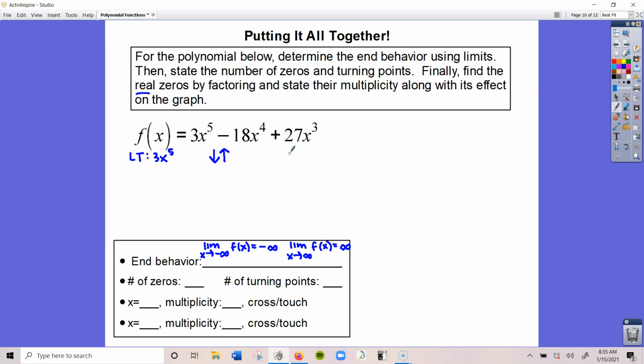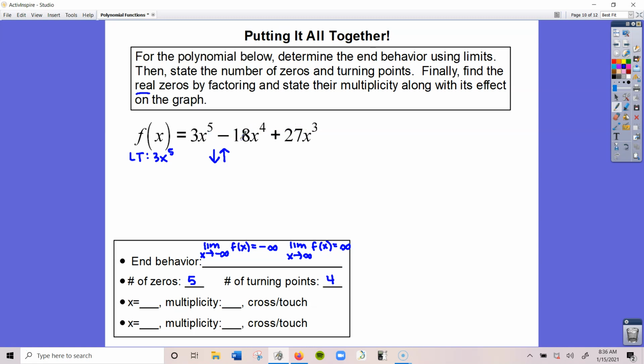Now, based on the equation, we should have 5 zeros and at most 4 turning points. Now, let's determine those zeros. So when I scan this equation here, I notice that every single number can be divided by 3, and I can factor out an x to the third as well. So if you're having trouble trying to figure out what your greatest common factor is, look at the numbers and see what they're all divisible by, which we've discussed.